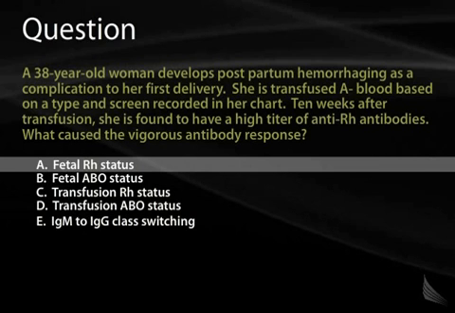Now, as far as ABO goes, she was typed and screened. She got A negative blood. Assuming that the type and screen was correct, then you wouldn't expect them to be coming from the transfusion ABO status. So what does that leave us? That leaves us with A, the fetal Rh status.